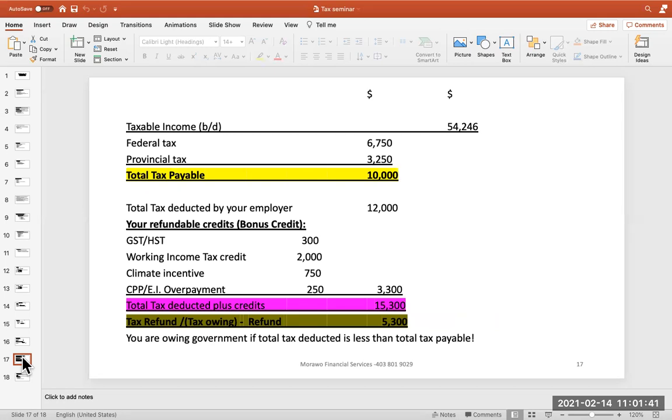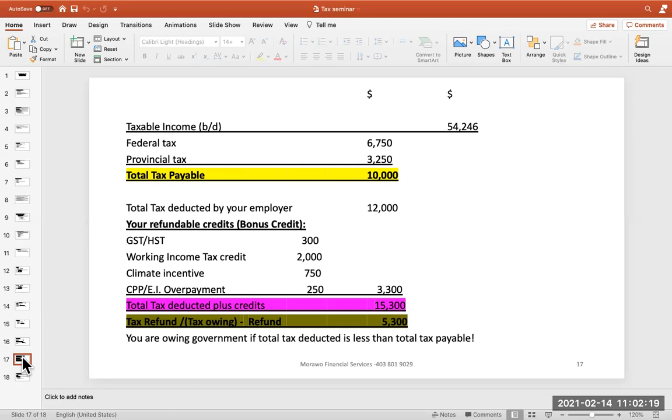Now, your employer over the year deducted 12,000 from your salary as tax. Okay, so that 12,000 is there. Then let's come to your refundable credits, the bonus credits. These are given to you 100%. It's not taxed. So the GST, let's say it's 300, your working income tax credit 2,000, climate incentive 750, CPP overpayment 250. So a total of 3,300.